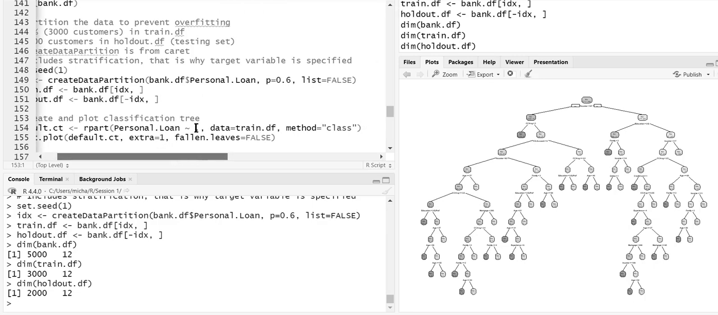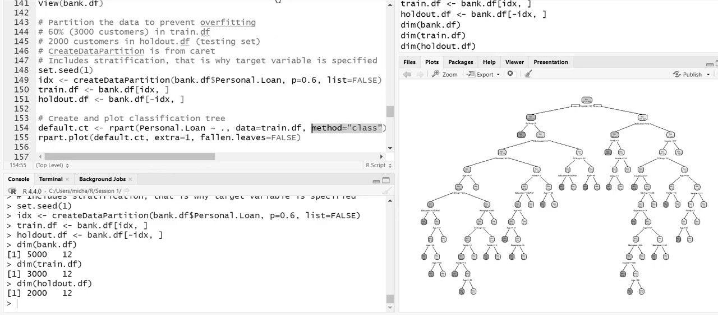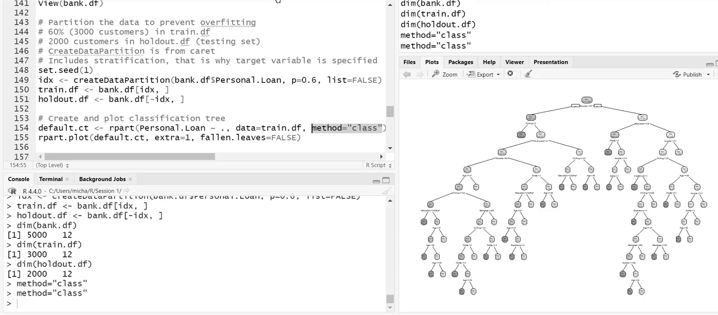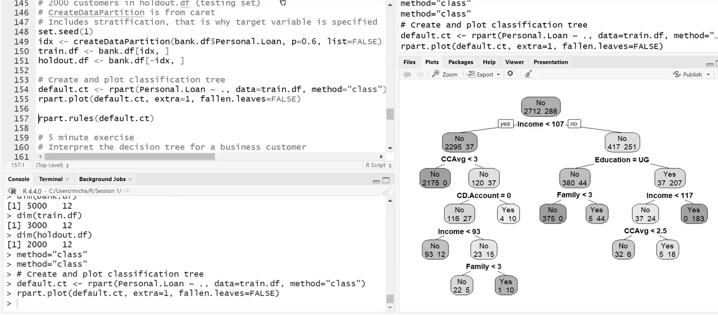So personal loan is going to be a function of all of the other parameters. The training set is the train DF, and then the method is the class. Okay. So we run that, and then we're going to go ahead and plot.